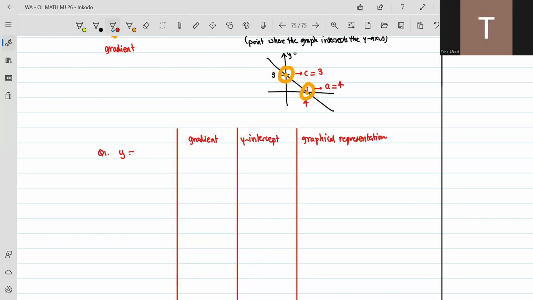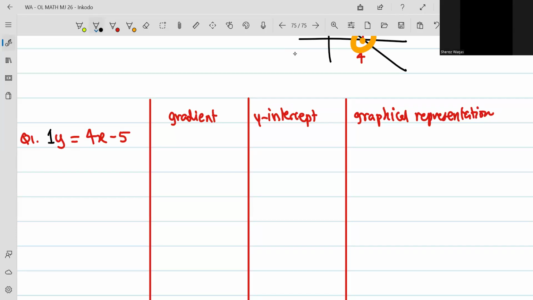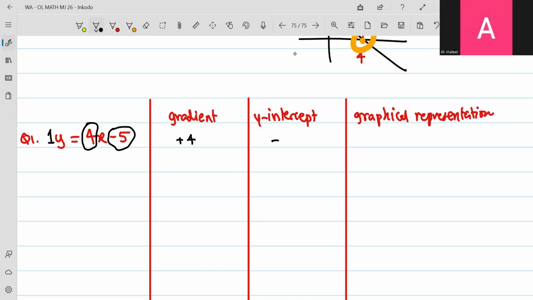Say y equals 4x minus 5. Anybody who could identify the gradient for me? Is y the subject? Yes, sir. Is the coefficient of y 1? Yes, sir. You understand the 2 conditions. If these conditions are met, then whatever is attached to x is your gradient. It's a positive 4. And the y-intercept, anybody could tell me the y-intercept? With the minus sign, it is minus 5.